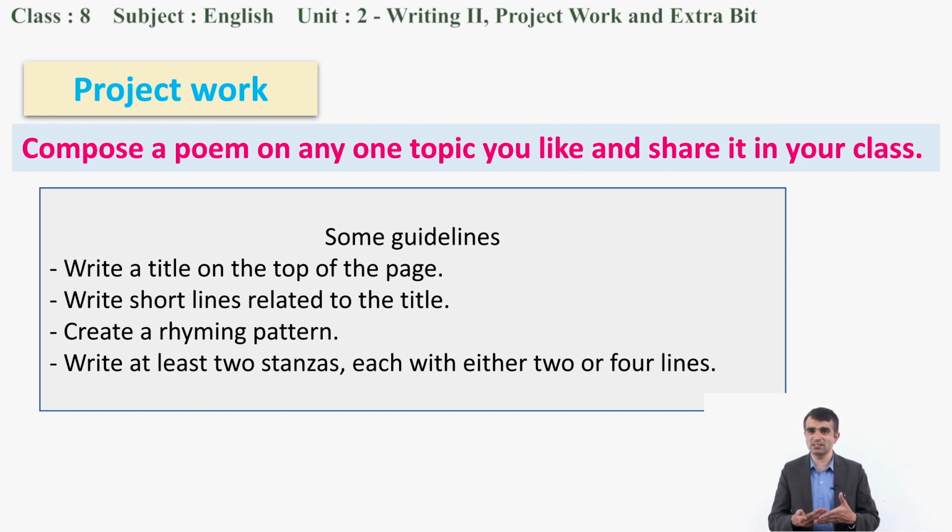Better to write four lines: four lines, one stanza; four lines, another stanza. Write at least two stanzas. You can write four stanzas, five stanzas, longer than that as well. These are not the rules of a poem anyway, but just simple guidelines. Following these, you can try writing a poem. Can you? Okay, let's try.